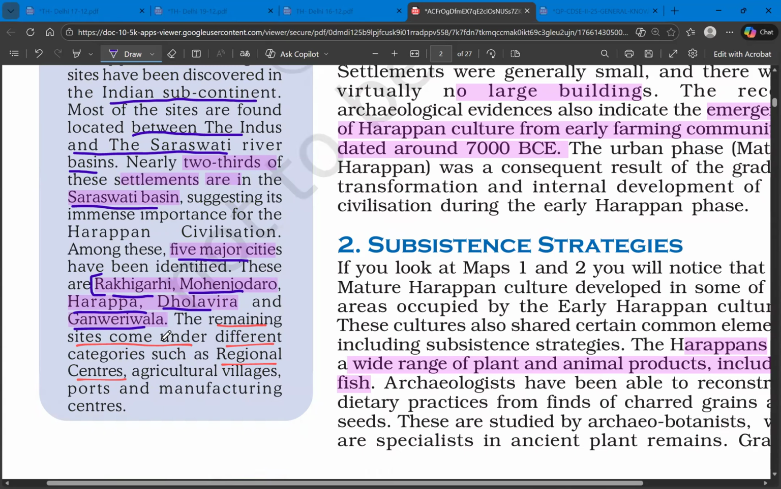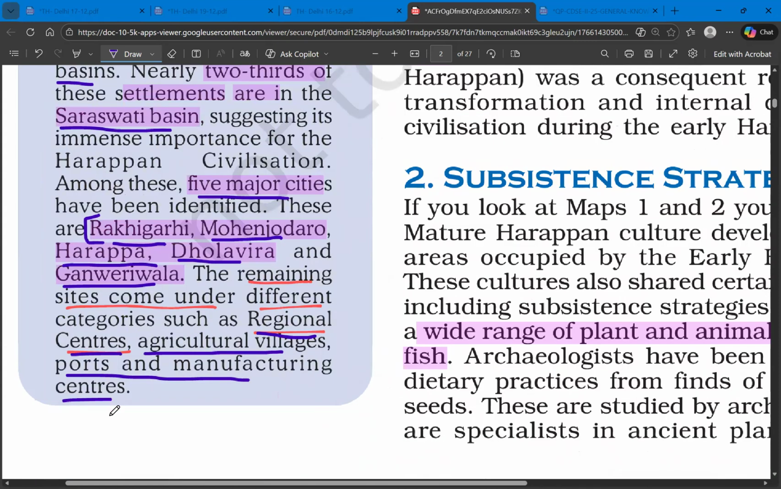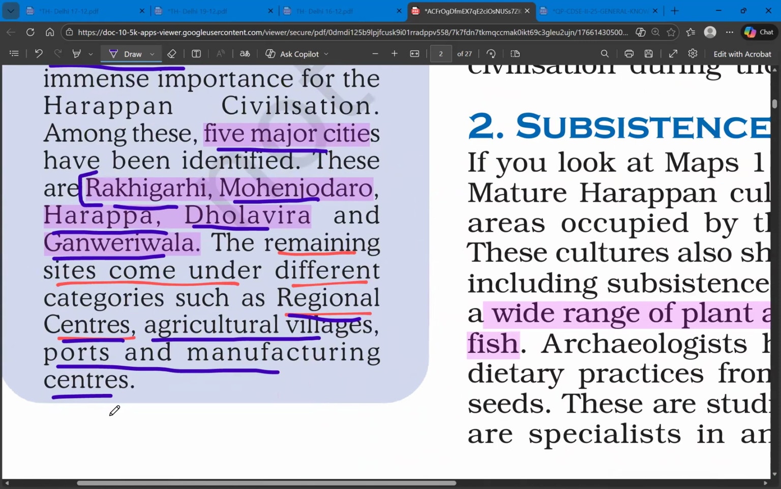And the remaining sites come under different categories such as regional cultures, agricultural villages, ports, and manufacturing centers. So what are the five major cities? Rakhigari, Mohenjo-daro, Harappa, Dholavira, Ganveriwala. Out of these, Rakhigari and Dholavira are in India, while the other three are in present-day Pakistan.